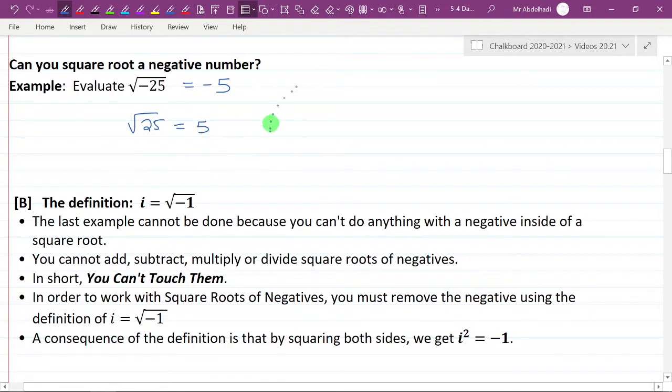If you square 5, you get 25. So if you square root 25, you get back to 5. However, if you square negative 5, negative 5 times negative 5 is also positive 25. So there's no way you could square a number and get a negative 25. It's not possible. You square negative 5, you get positive 25. So you cannot square root a negative number. The answer here is no.